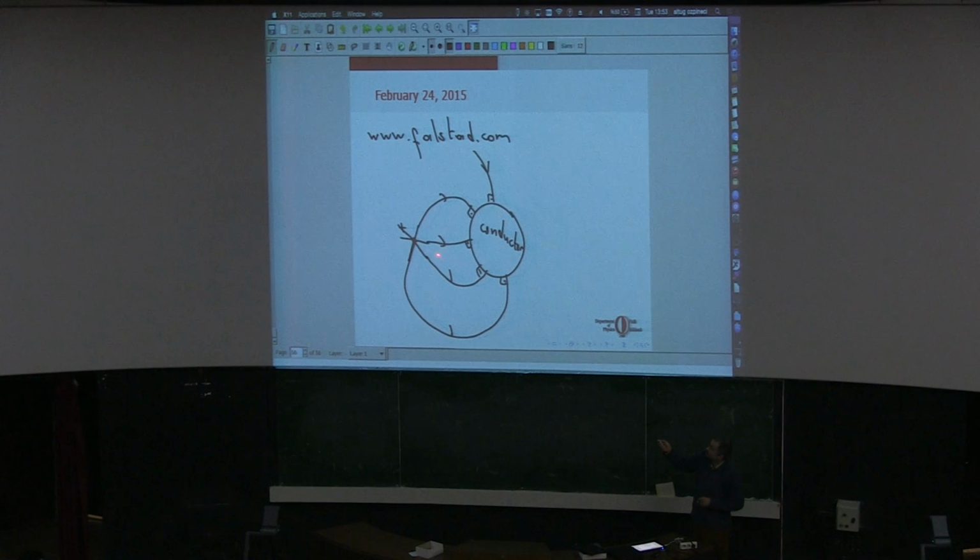And if you put some negative charge over here, the only difference will be the lines will point in the opposite direction.